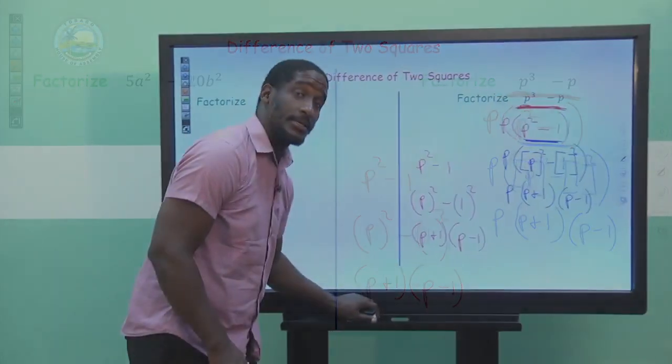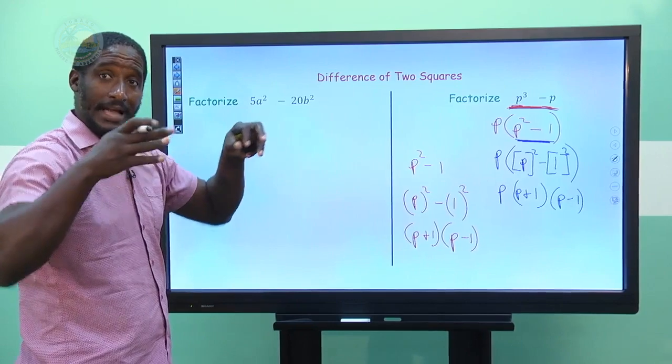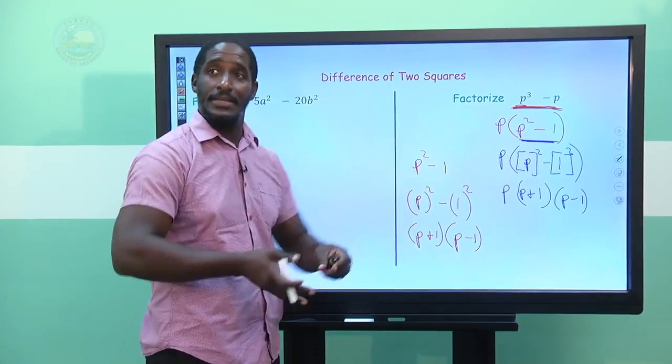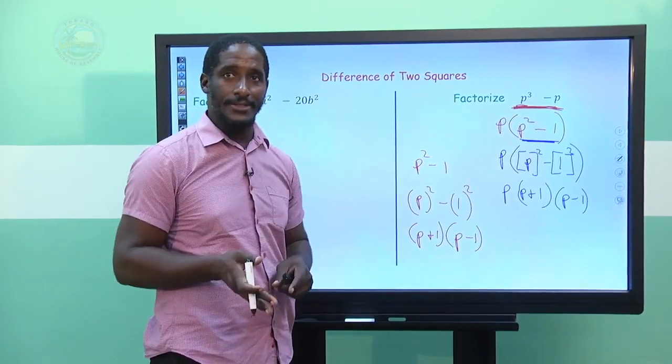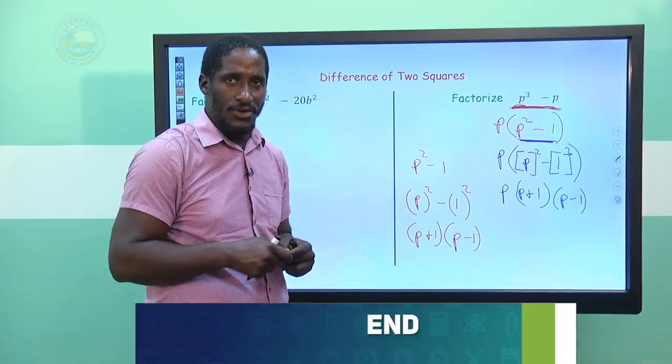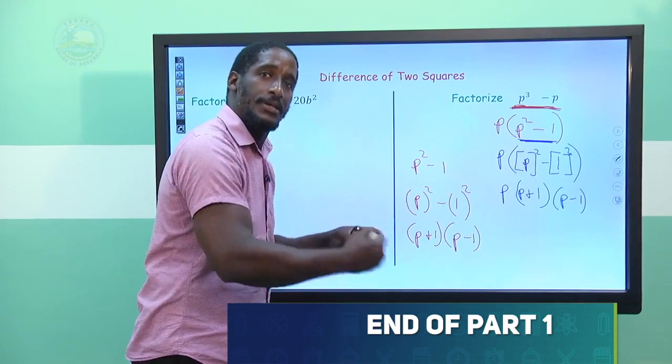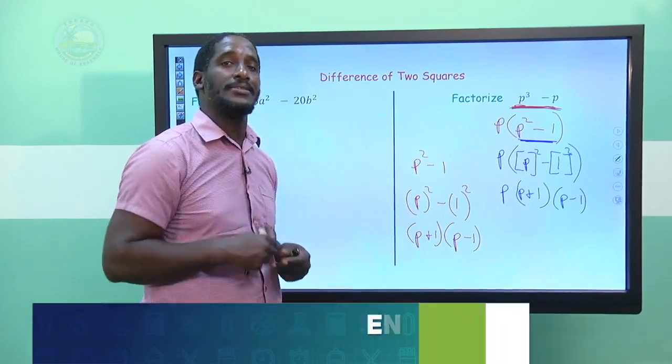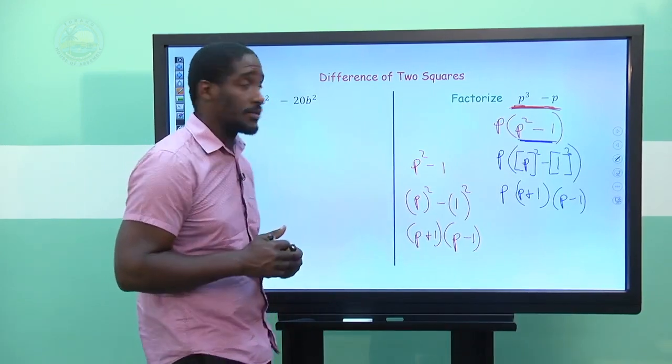That's how we factorize. Any problem in algebra, the first thing is to determine if a common factor exists, factor it out, then evaluate each of the expressions that you would have created to see if further methods of factorization can be used to factorize the problem.